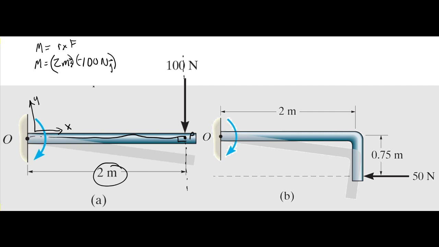So then we want to calculate which direction the moment is. If we have i and j, then you would have i cross j is equal to k, right? So that means this is an Mz. So Mz then is equal to negative 200 Newton meters in the k.